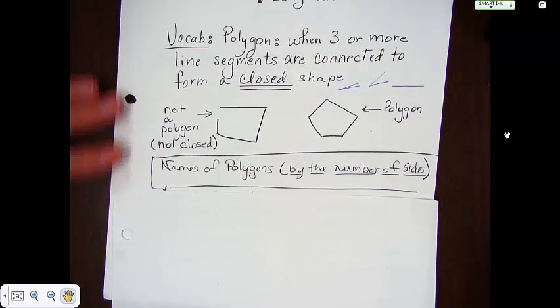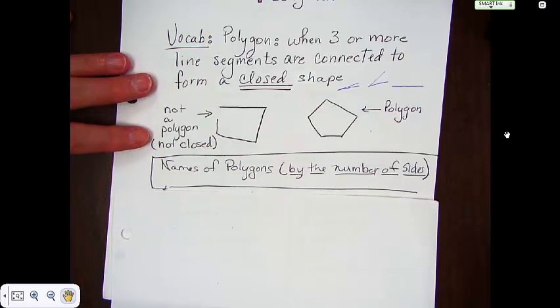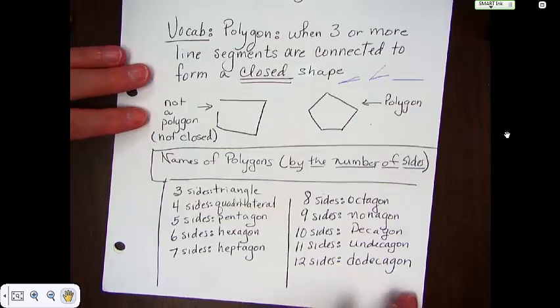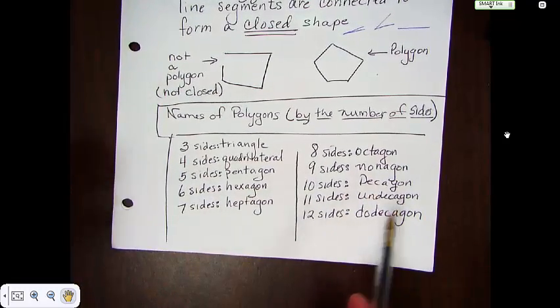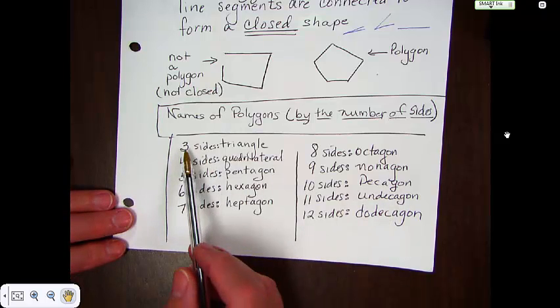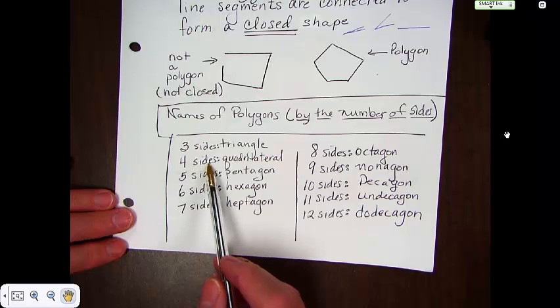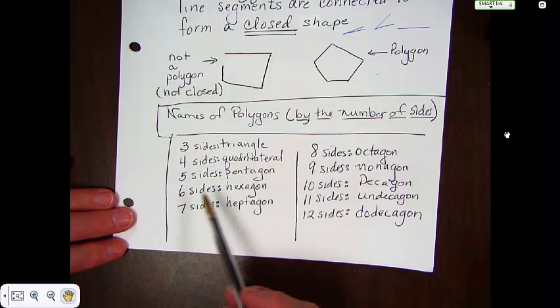There are types of polygons, and they're classified by the number of sides. You'll need to write these in your notes. And I'm just going to uncover them so you can start writing as we talk. You're aware of most of these, except some you might not know the names of. A three-sided polygon is a triangle. Four-sided is a quadrilateral. Five-sided is a pentagon.